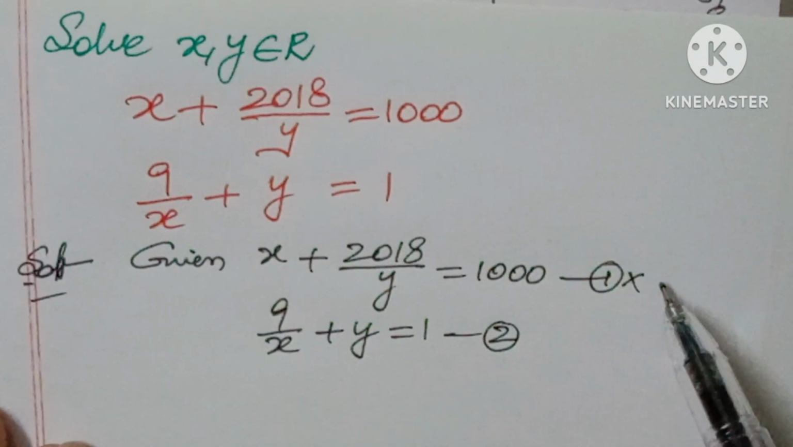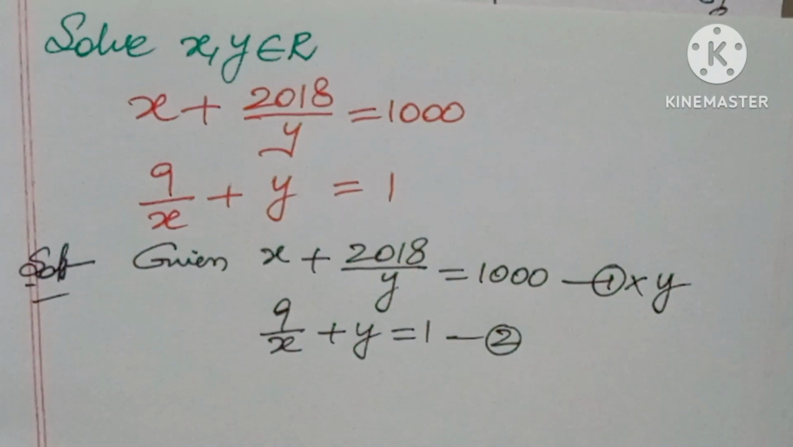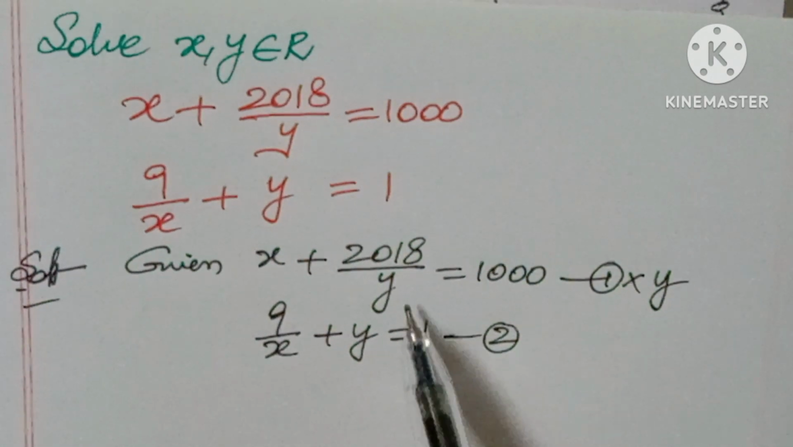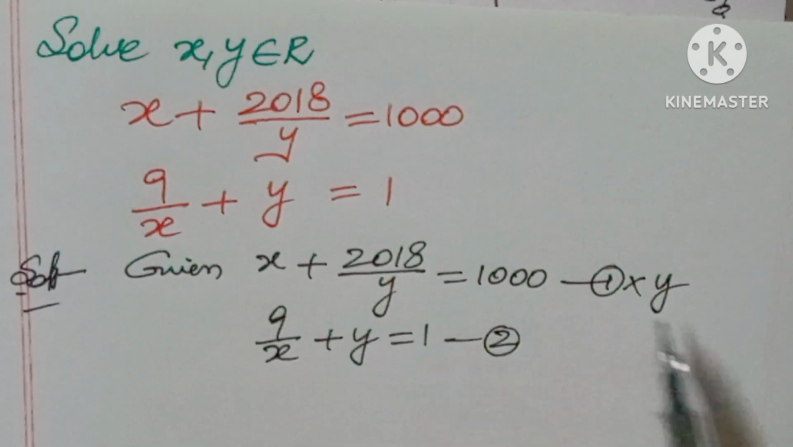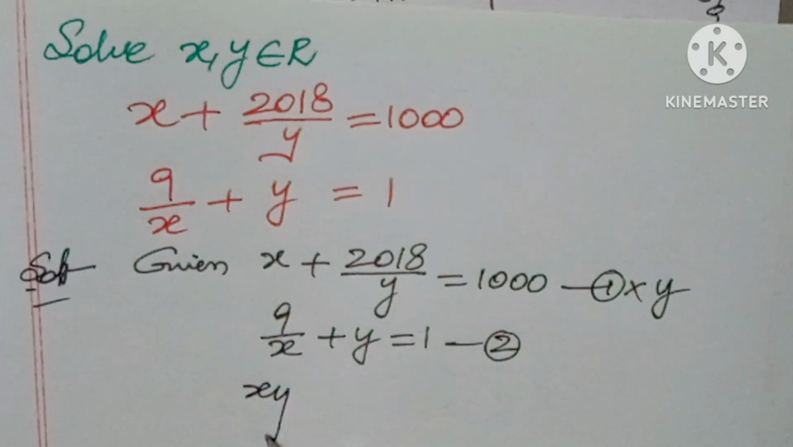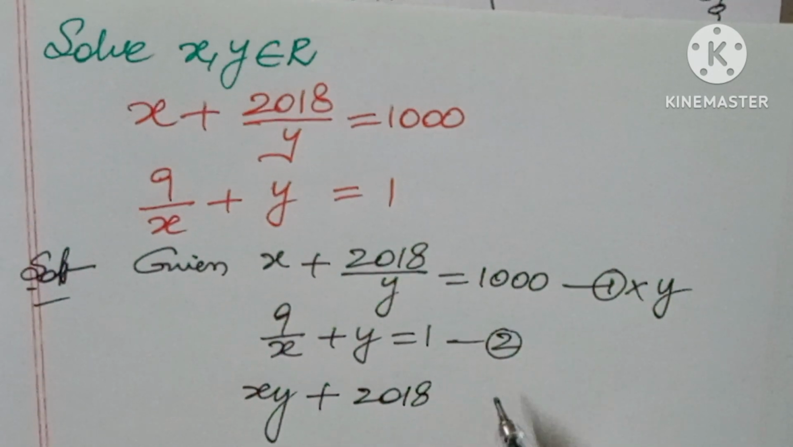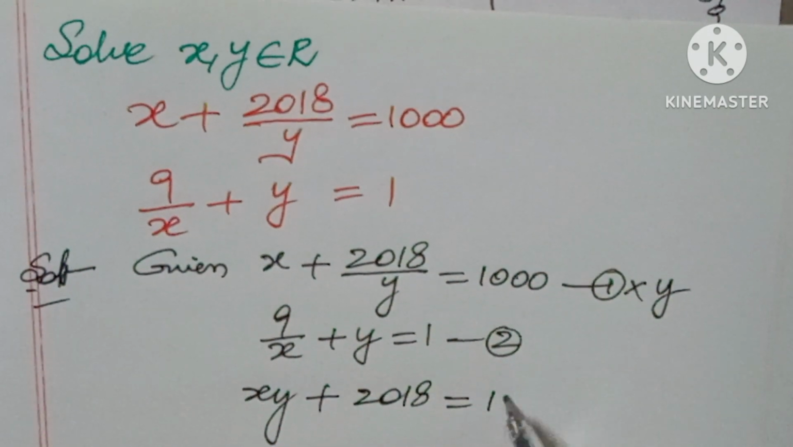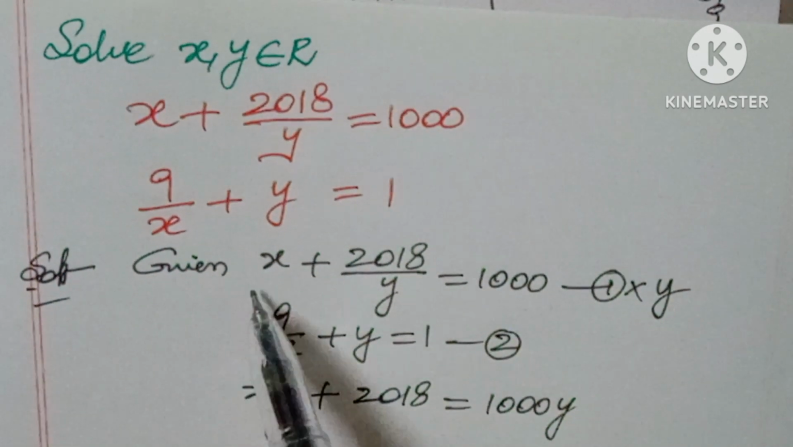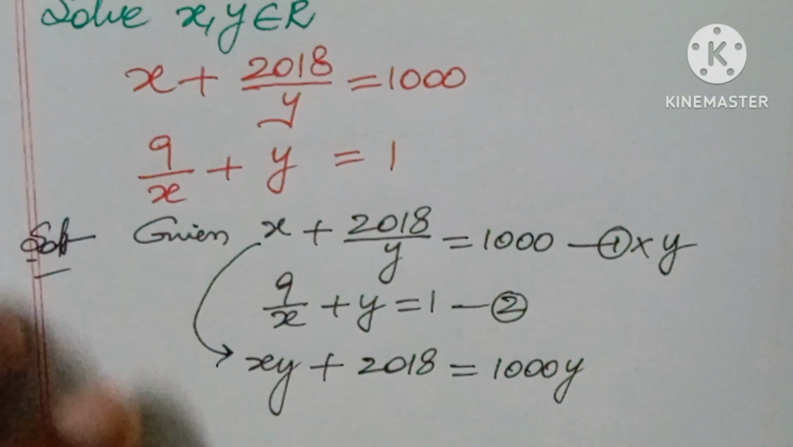First of all, multiply the first equation with y. I want to remove the denominator. Here y is in the denominator, I want to remove this y. So multiplying with y, you will get xy plus 2018 is equal to 1000y. So the first equation will change like this if you multiply with y.